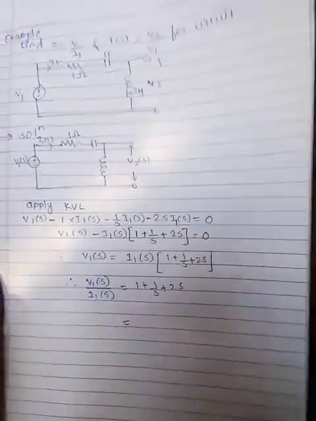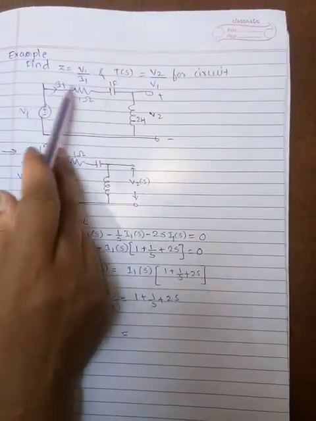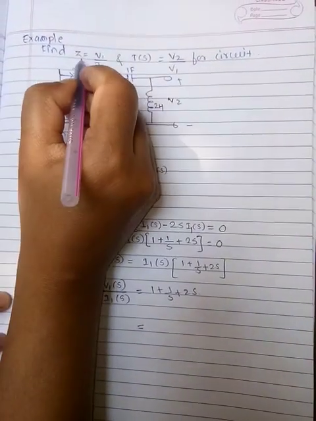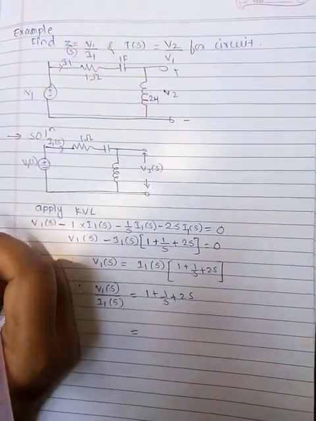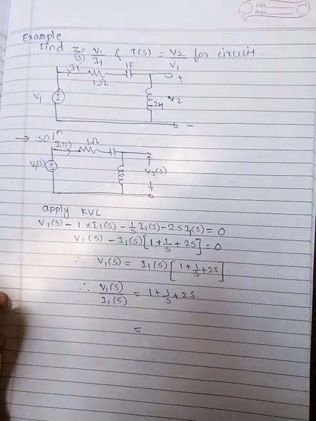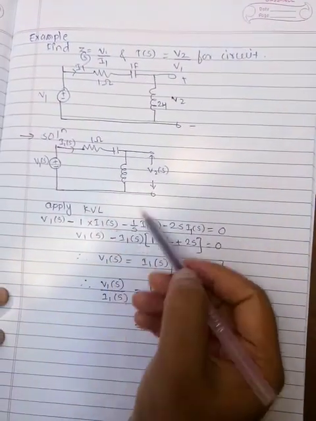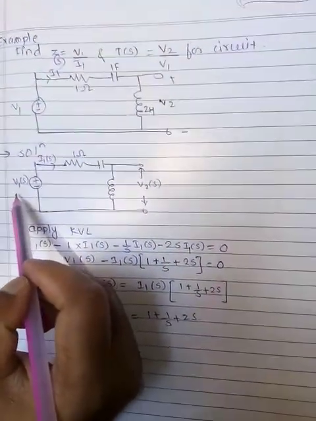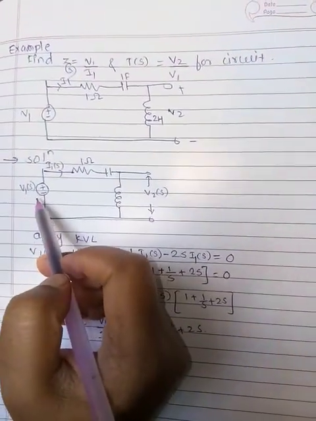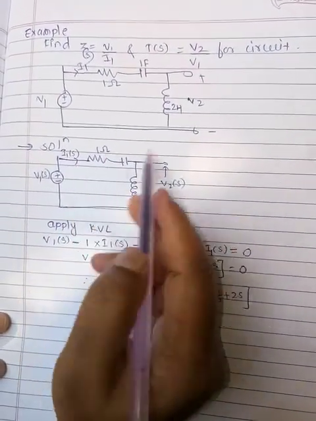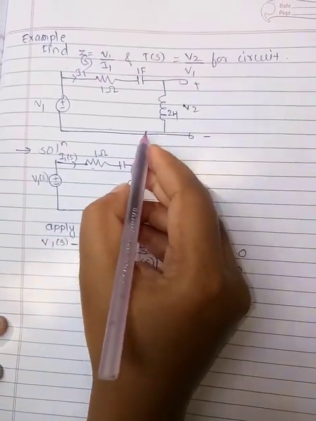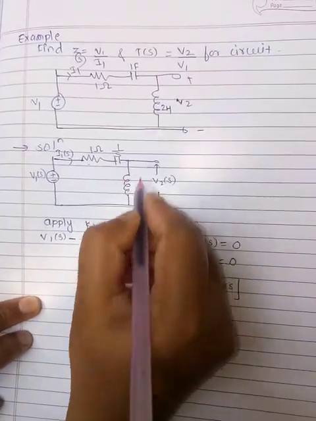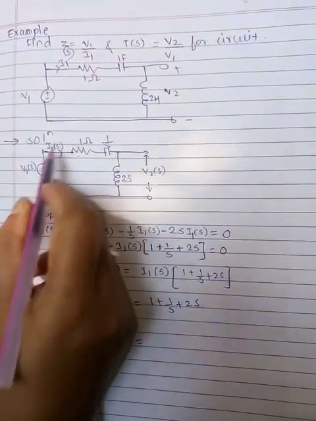Okay, we will take one example of the two port network. See here, this is a two port network. We have to find the Z(s) and T(s). Okay, what is Z(s)? V1 upon I1. That's why we will apply KVL. First of all, transform your network into the s domain. This is the t domain. In the s domain, V1 will be replaced by V1(s) and I1 by I1(s). The resistor will be as it is, then 1 upon s for the capacitor, and this will be 2s. Okay, now apply KVL.